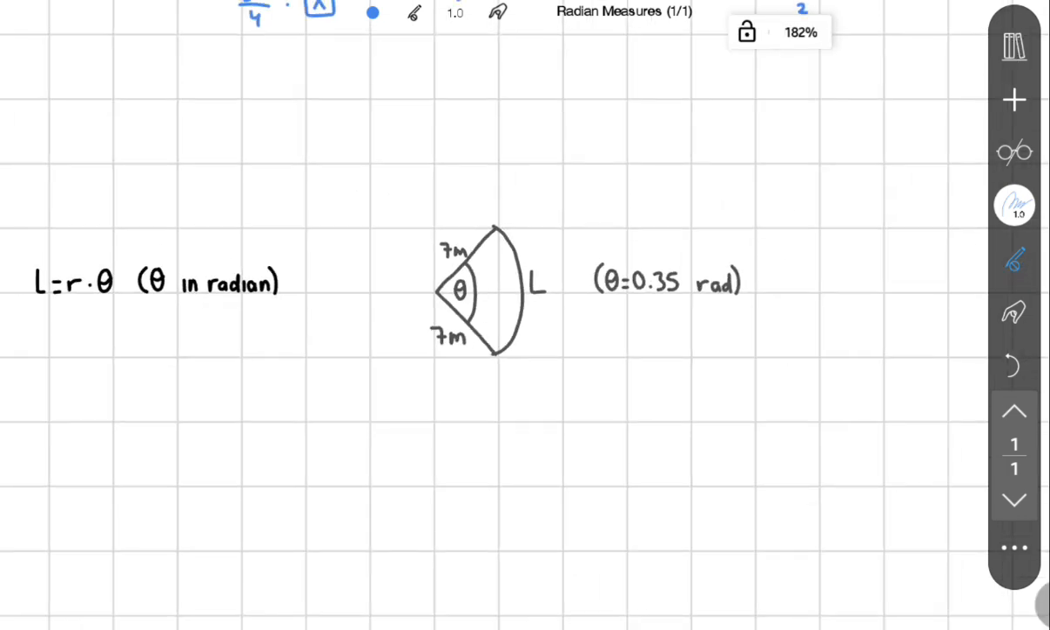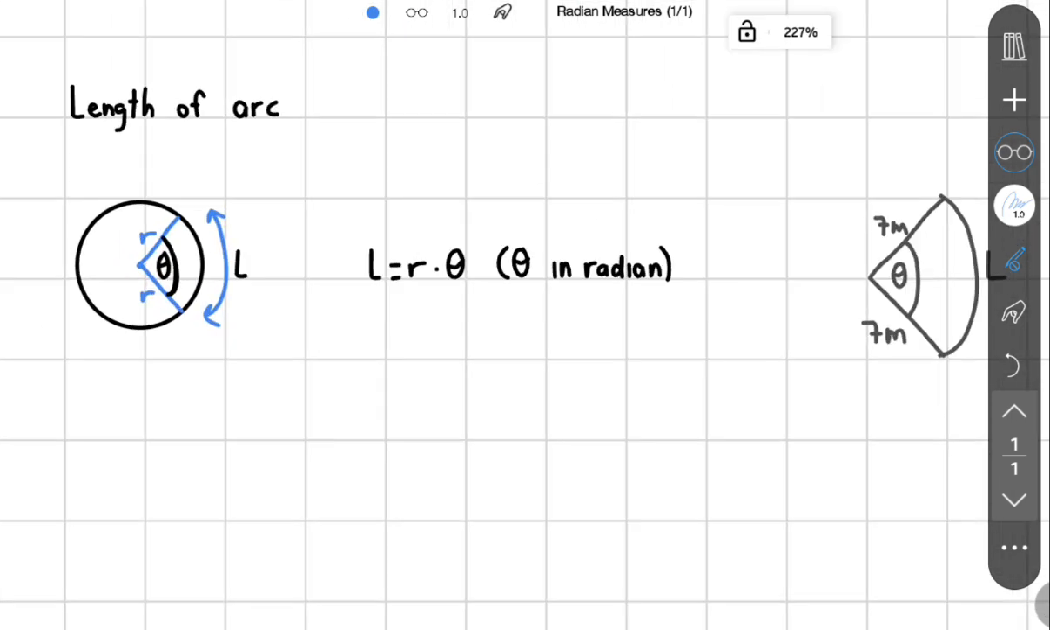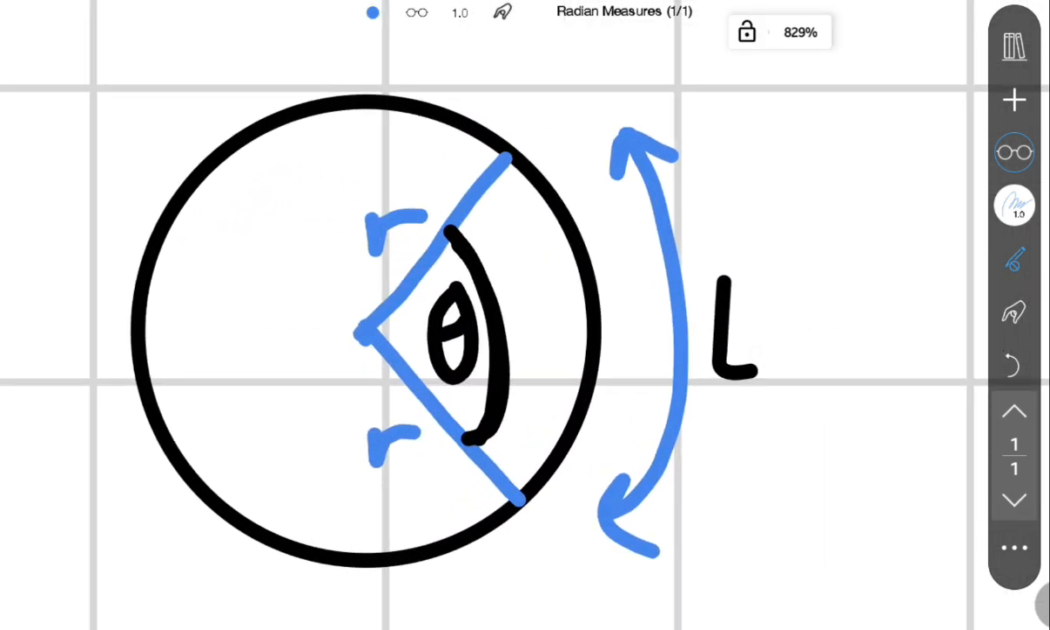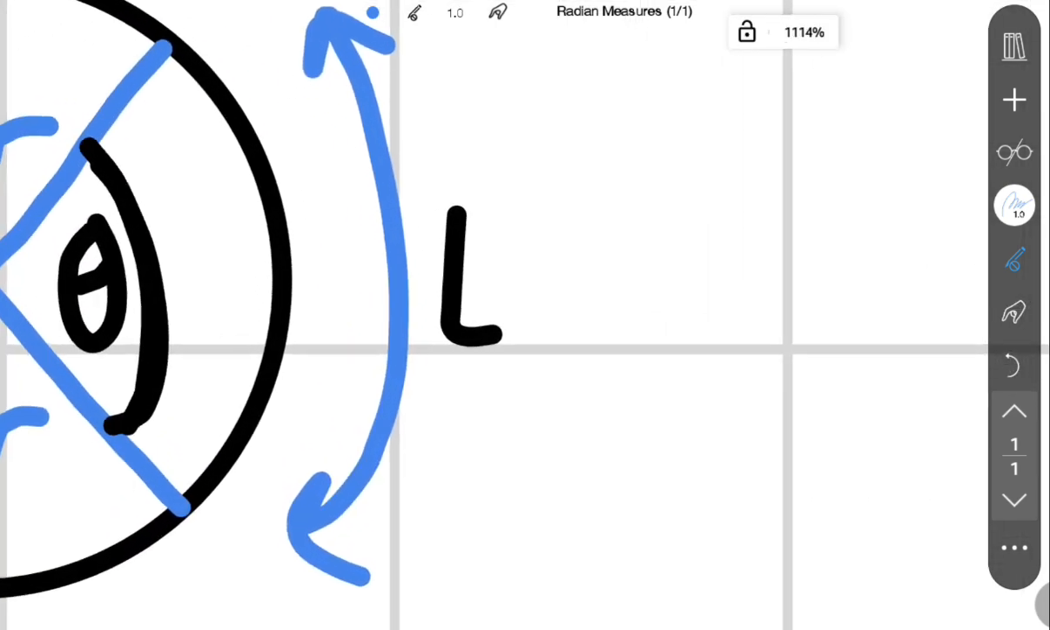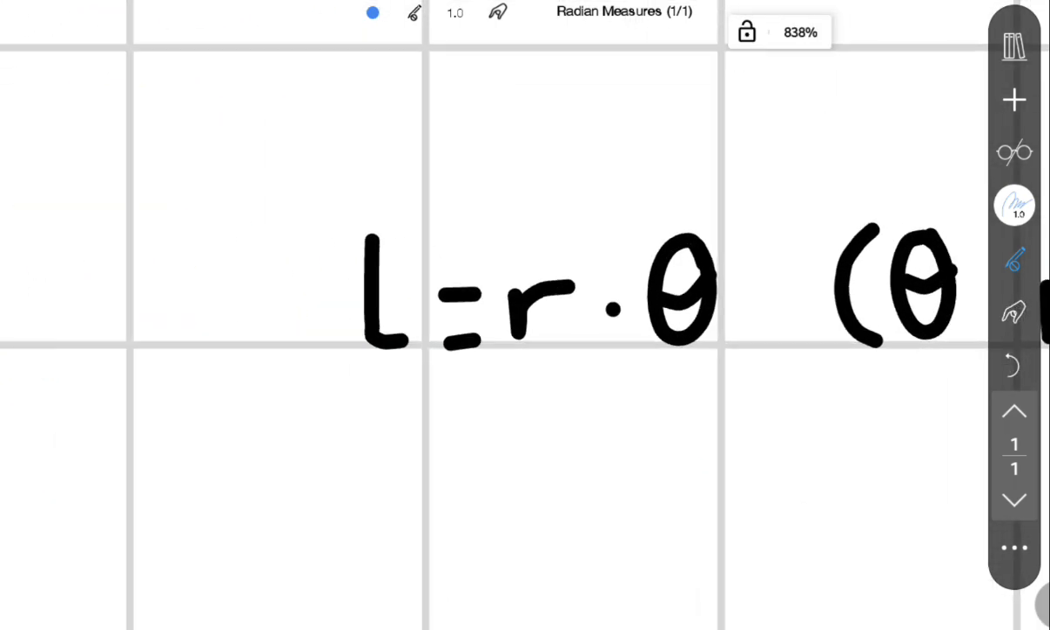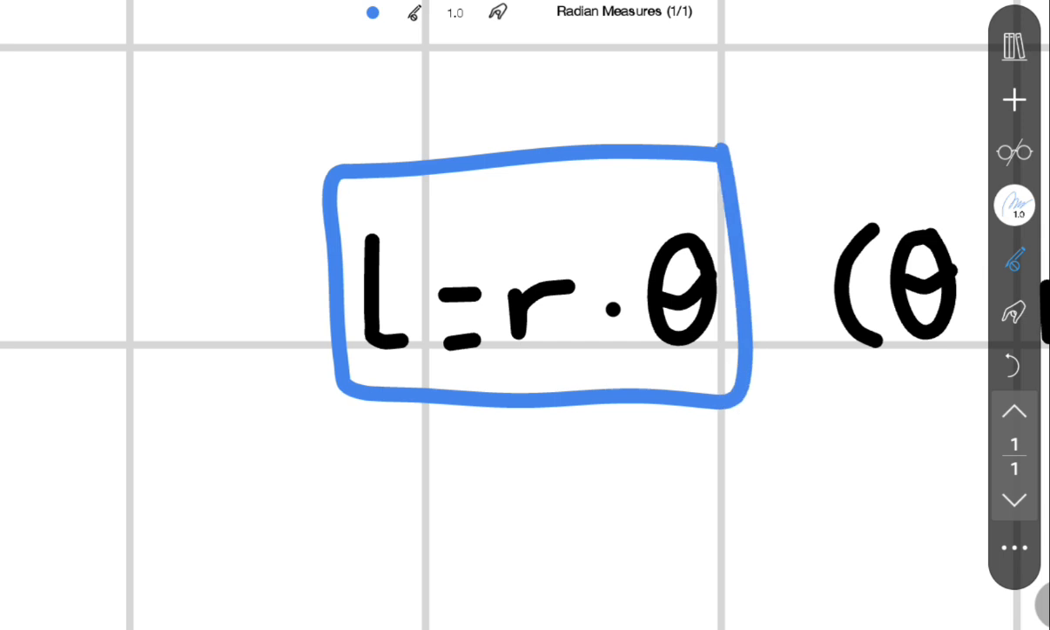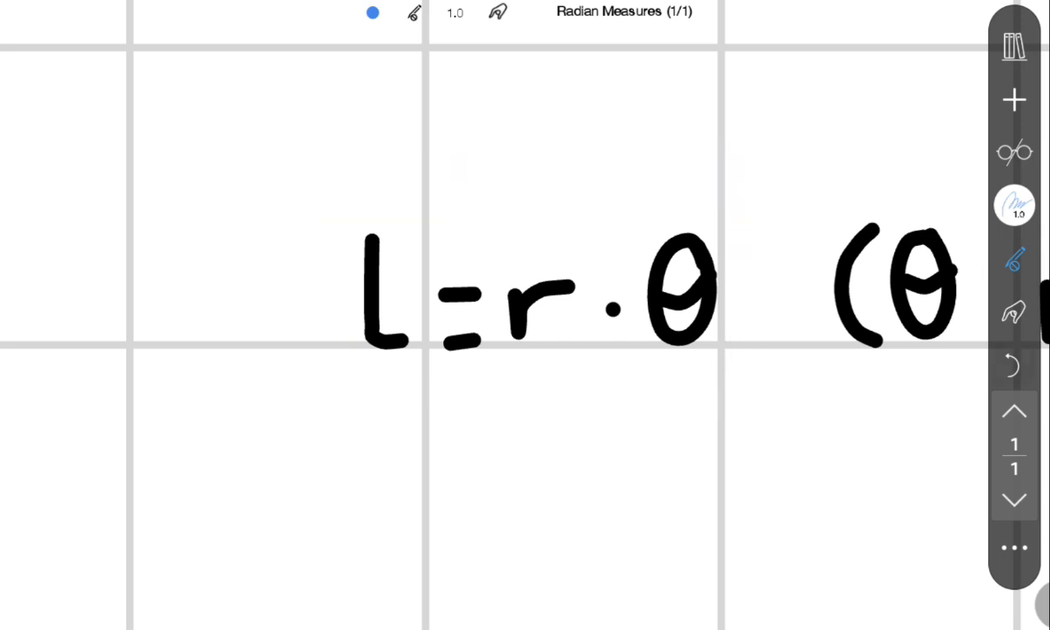Okay, so the next concept we have is how to find the length of an arc. So obviously this is the arc that we're referring to. The formula is basically you multiply the radius and the angle which is created by the very same arc. And obviously this angle is theta, and theta has to be in radians, please. So this is the formula. It's very simple, nothing too confusing. The length of the arc is equal to the radius multiplied by the angle in radians.